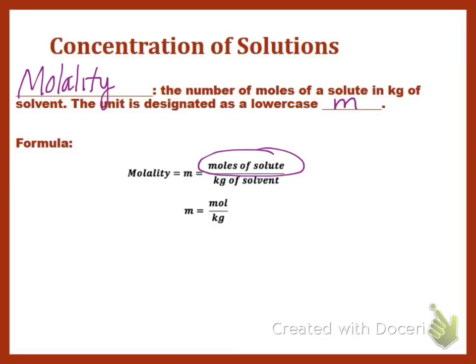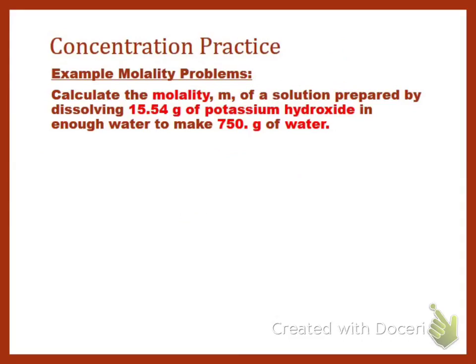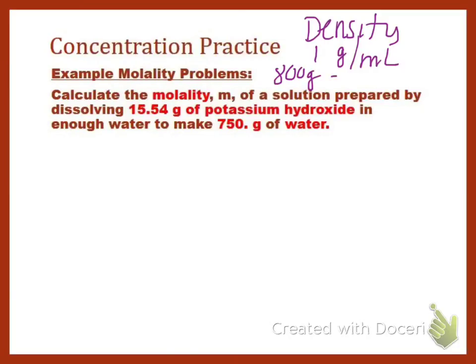Okay, so now let's work a couple of problems with molality. Same concept, except now we're using kilograms. One thing that I need you to write down somewhere, because it's going to come in handy, is that the density of water is 1 gram per milliliter. So every 1 milliliter weighs 1 gram, or has a mass of 1 gram. So if I told you I had 800 grams of water, how many milliliters do I have?